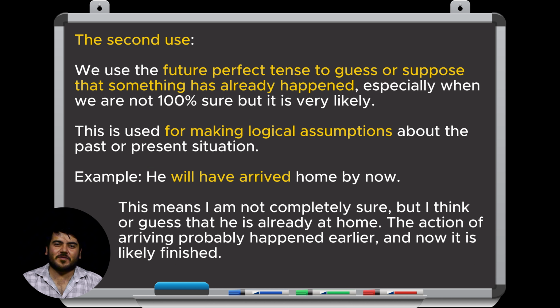The second use. We use the future perfect tense to guess or suppose that something has already happened, especially when we are not 100% sure, but it is very likely. This is used for making logical assumptions about the past or present situation. For example, he'll have arrived home by now. This means I'm not completely sure, but I think or guess that he is already at home. The action of arriving probably happened earlier, and now it is likely finished.